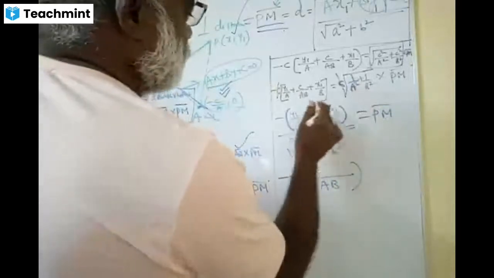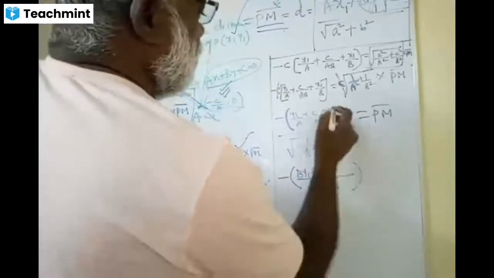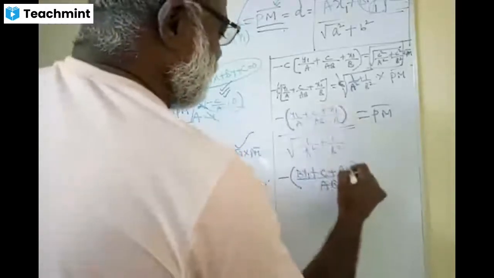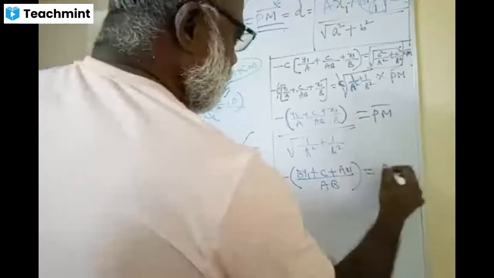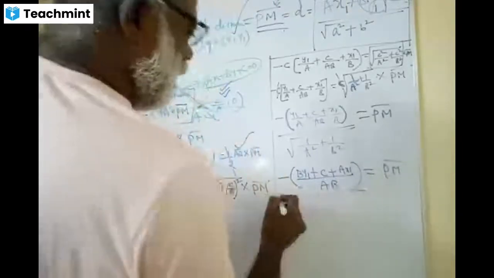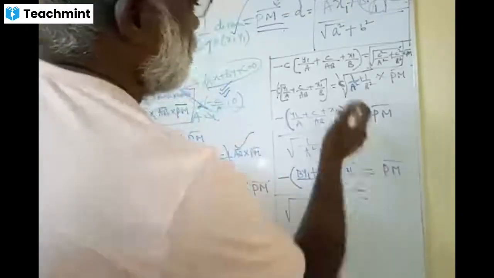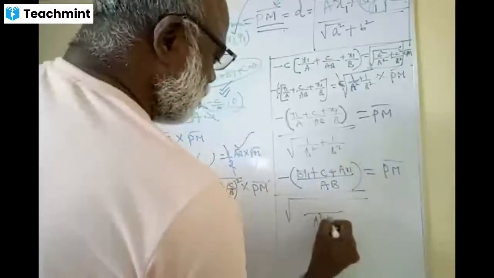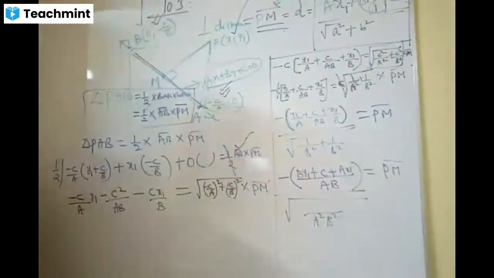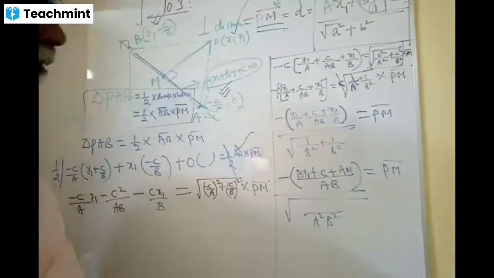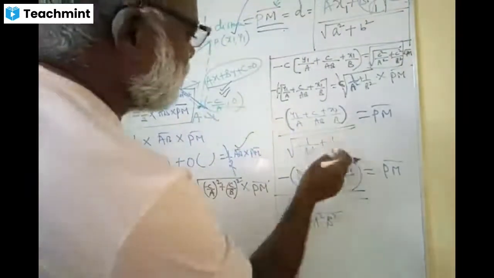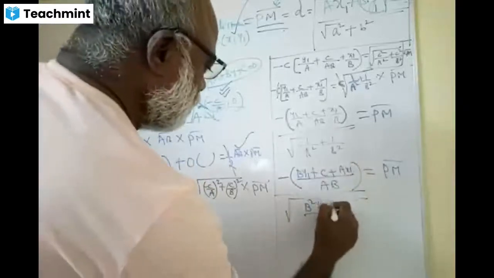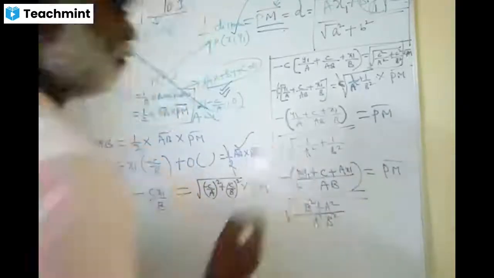LCM is AB only, so it is C only. Plus the B, you get AX1, yes, by AB. PM equal to root of... what is the LCM for A square and B square? A square, B square. Are you able to see? Yes, sir. And this becomes B square plus A square. Yes or no? Yes, sir.